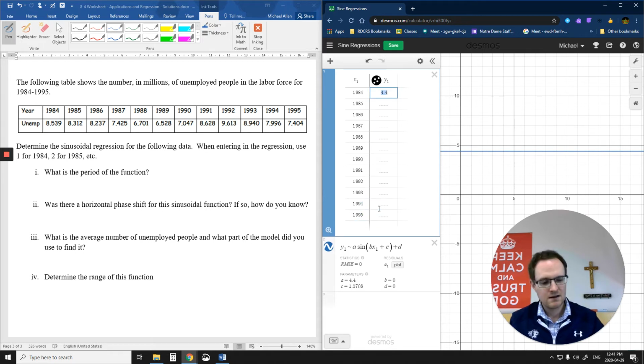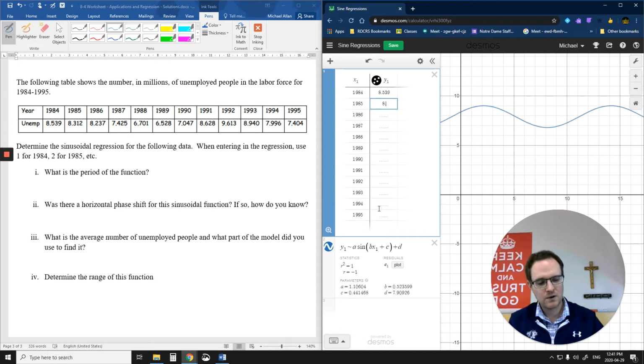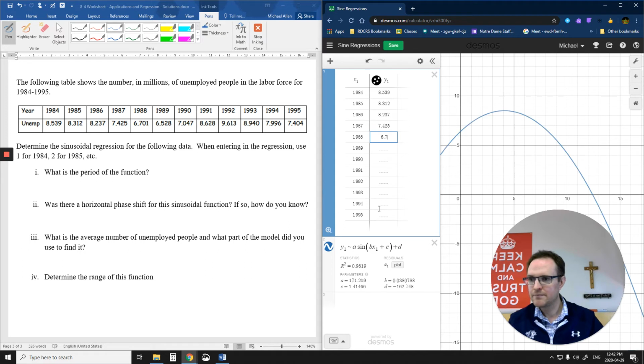Okay. 8.539, 8.312, 8.237. Okay, it's forming some kind of graph over there. You can kind of see it. 7.425. Oh, I kind of lost it there. Hopefully it comes back to us. Oh, here's that. Oh, it popped up there for a second. Now it's gone again. 6.528. 7.